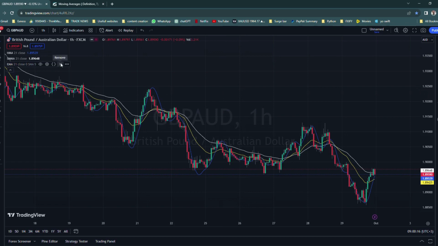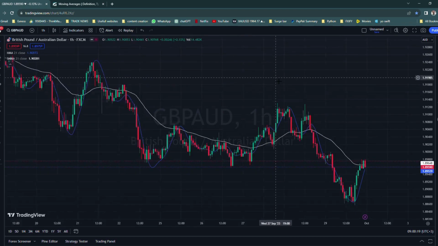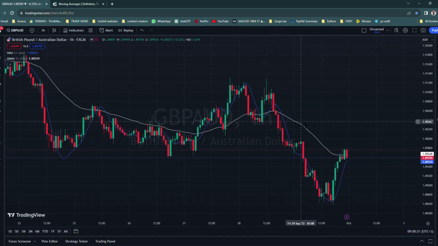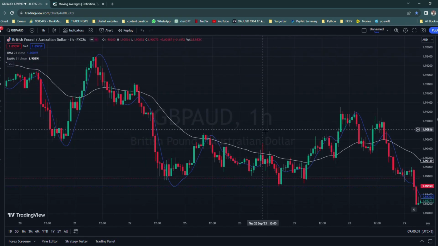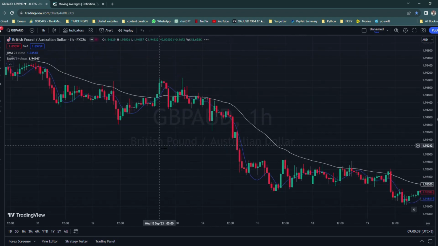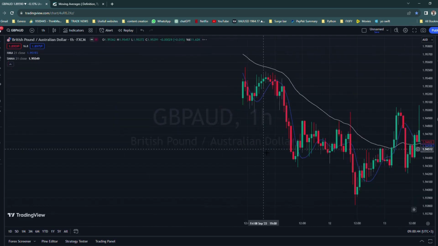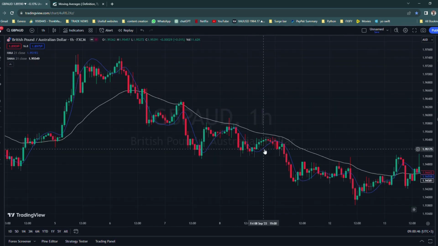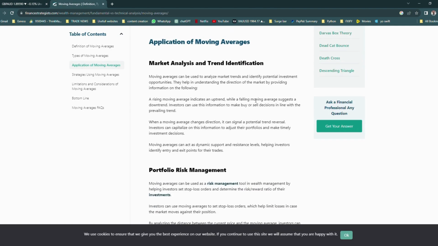Okay, let's go back to our chart. Now we are going to remove the exponential moving average, and we are going to leave only two to try to understand better. Now, the white one is the smoothed moving average, and the blue is the Hull moving average. How can we use these two in combination to get a confluence of indicators to confirm our entries after doing the technical analysis? Remember, never use an indicator independently to make a decision.